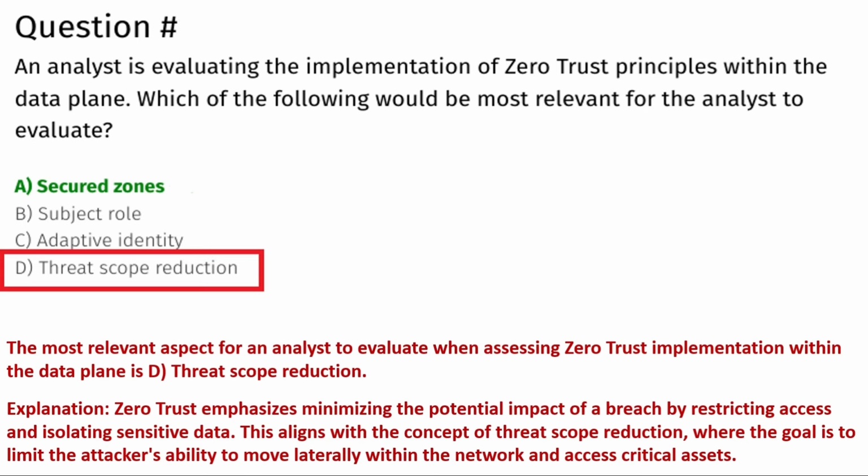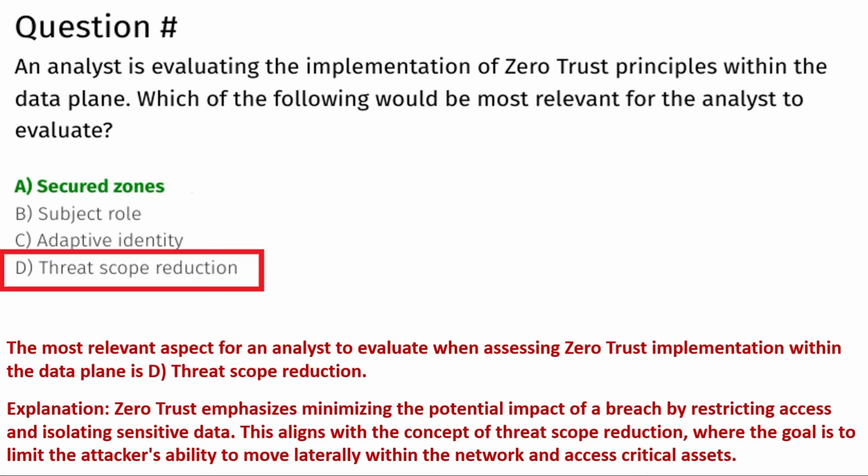Next question is, an analyst is evaluating the implementation of zero trust principles within the data plane. Which of the following would be the most relevant for the analyst to evaluate? Option A, secured zones. Option B, subject role. Option C, adaptive identity. Option D, threat scope reduction. And the correct answer for this question is option D, threat scope reduction.